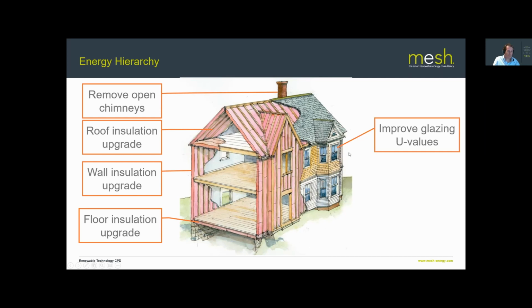Glazing U values can be improved, double glazed windows. Obviously this building is pictured with... I totally forgot the name of them, sash windows. That's the word I was looking for. Old sash windows tend to be pretty leaky, so you can reduce the draft around sash windows, around windows in general.